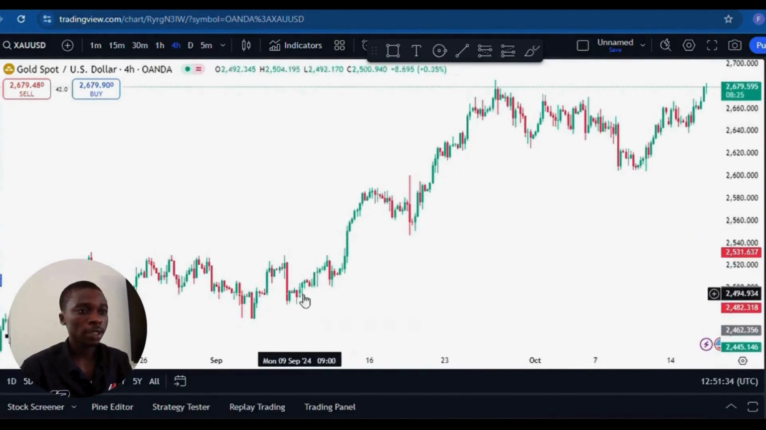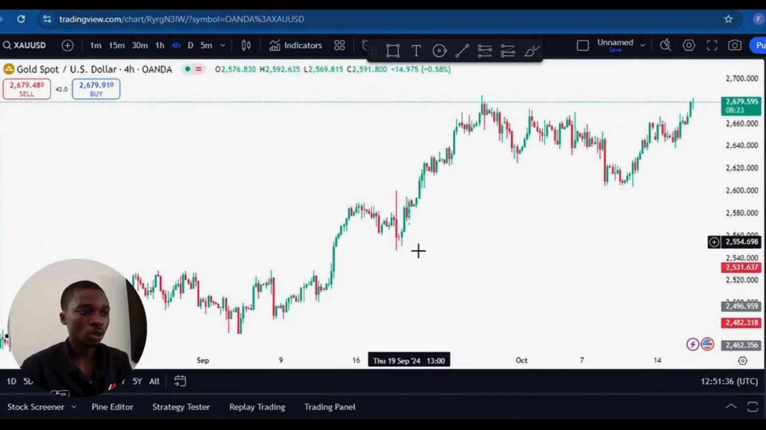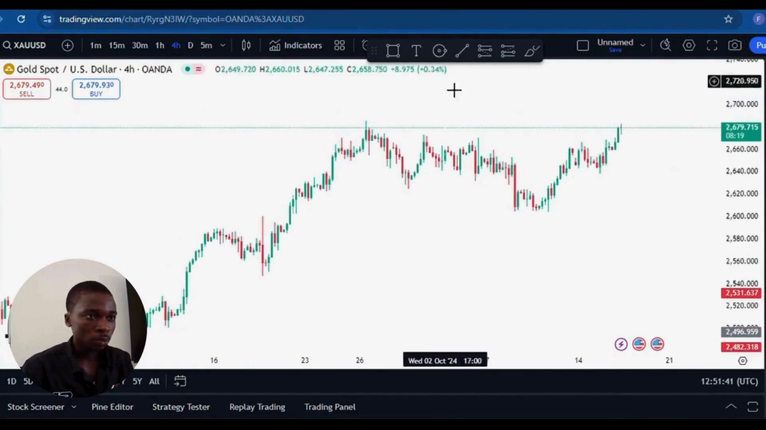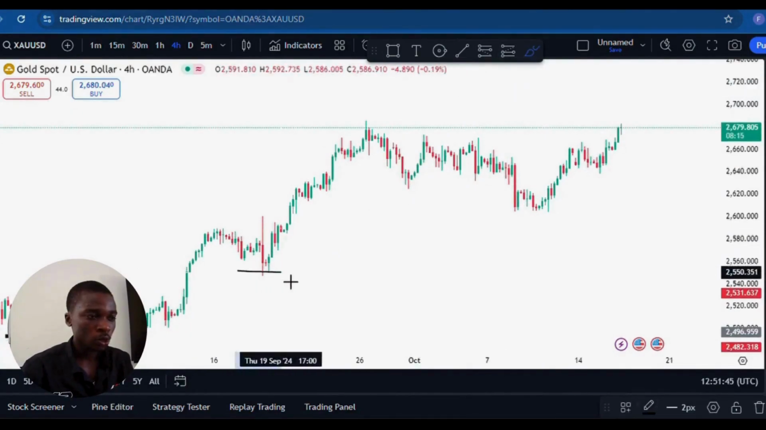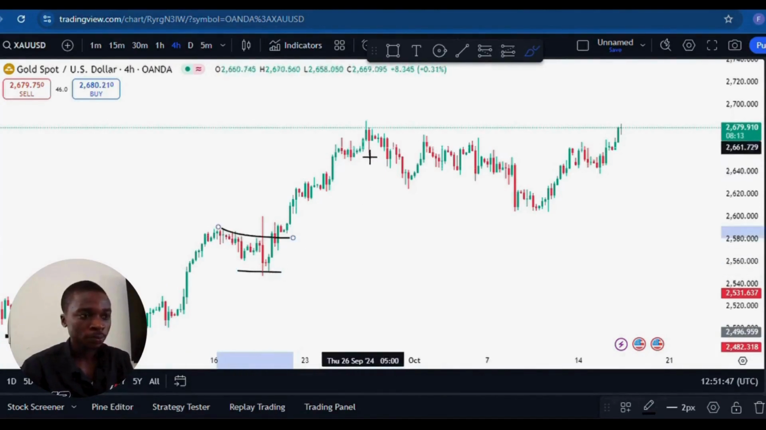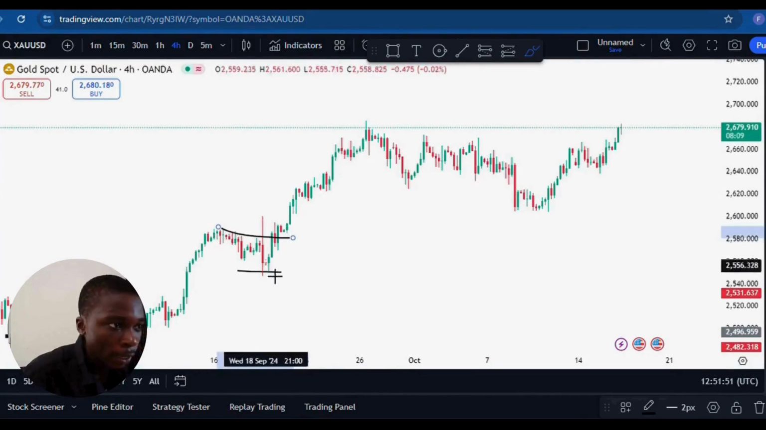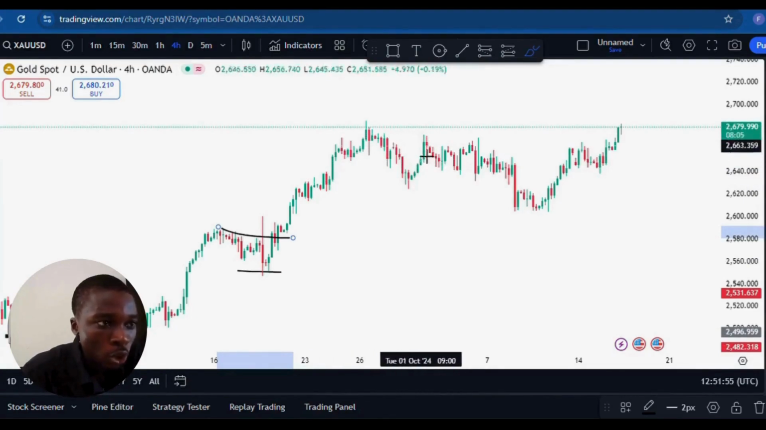So guys, as you can see right at this point, the market was uptrending on this 4-hour time frame. Now you can see right here, the market went up, support, resistance, forming an uptrend, highs and lows, higher high, higher low. You can see that. Then at this point, the market got to this point, started consolidating.